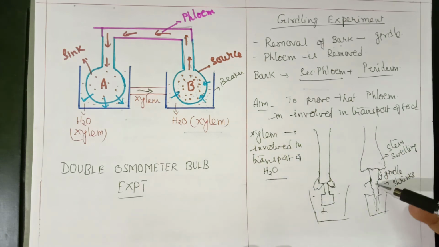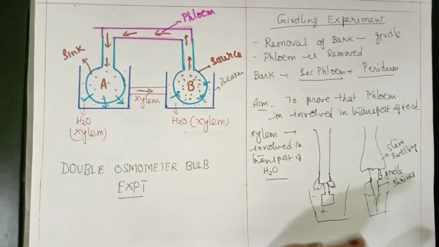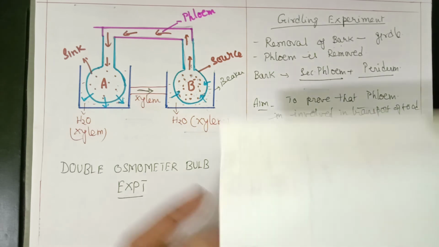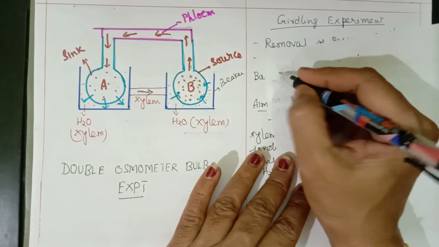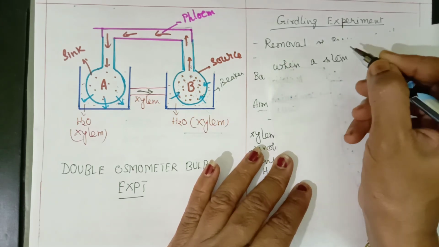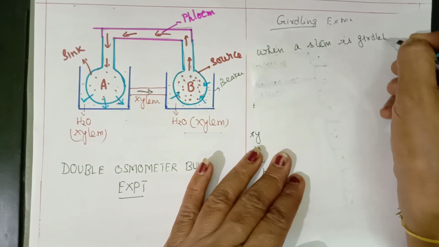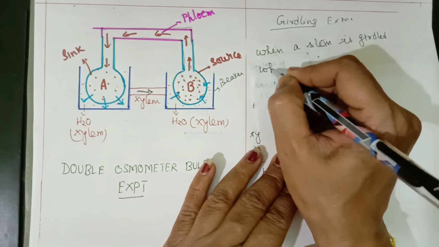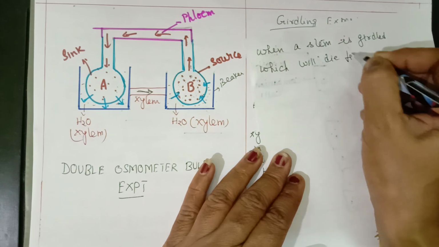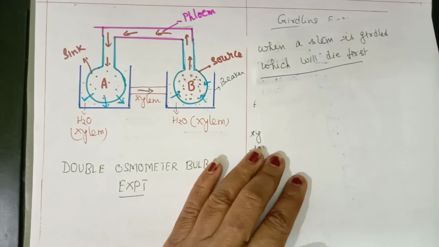that when a girdle is made on the stem, which one will die first? I will write a question here based on this. The question asked is, when a stem is girdled, which will die first?